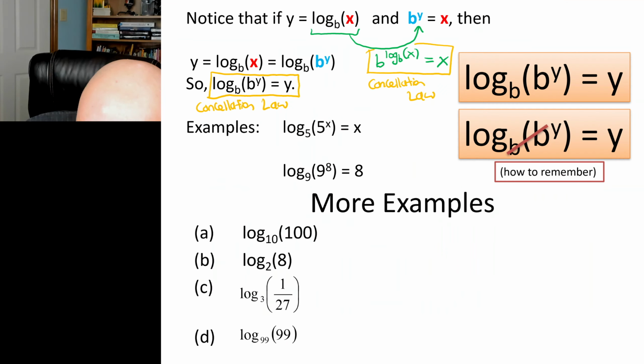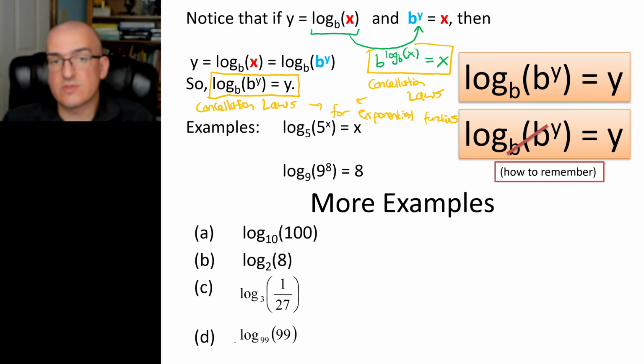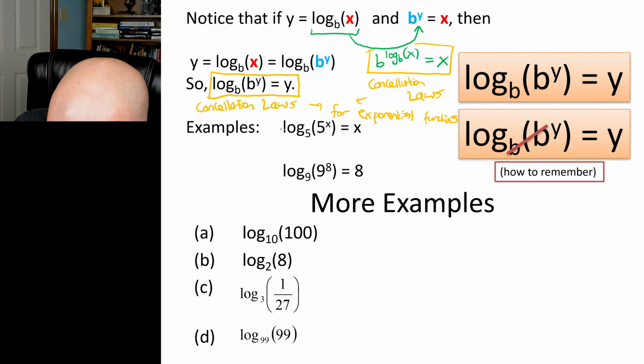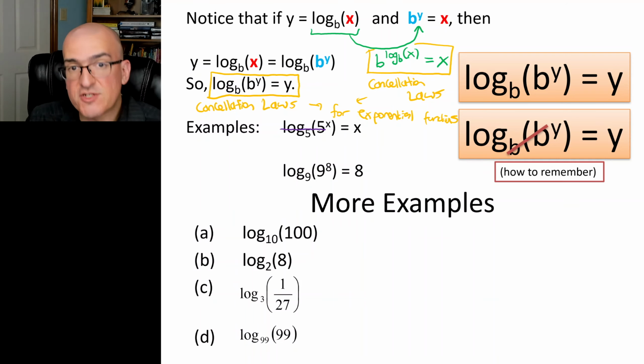And these are cancellation laws for exponential functions. So some examples of the cancellation laws being used: log base 5 of 5 to the x is equal to x. We could just cancel the log base 5 and exponential base 5. They do opposite things to x.